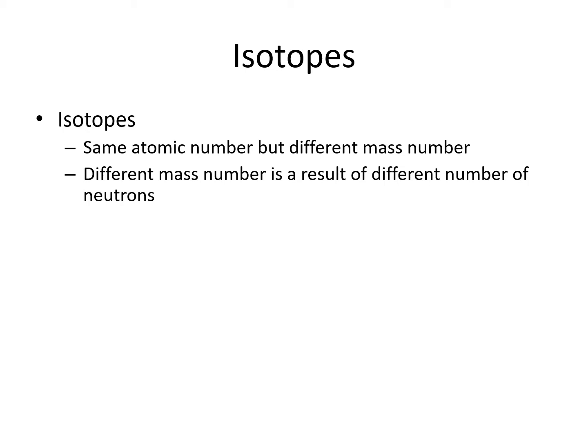Again, from Unit 1, you need to know the definition of an isotope. An isotope has the same atomic number but different mass numbers. They have the same number of protons, but a different number of neutrons.